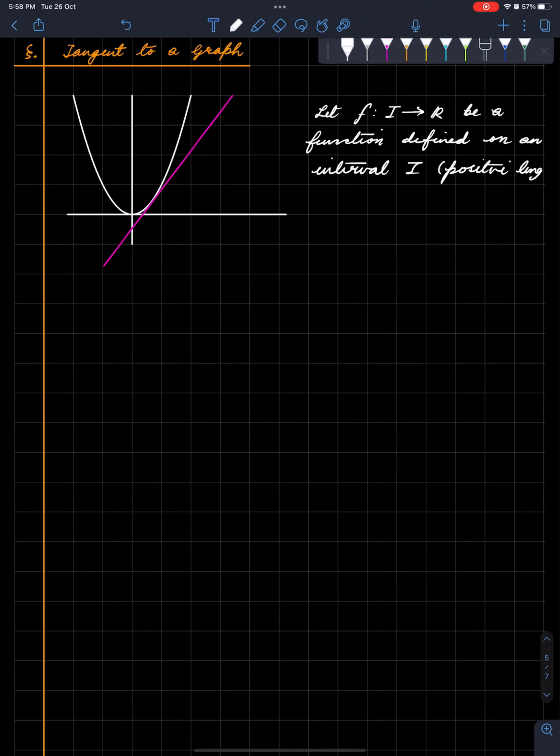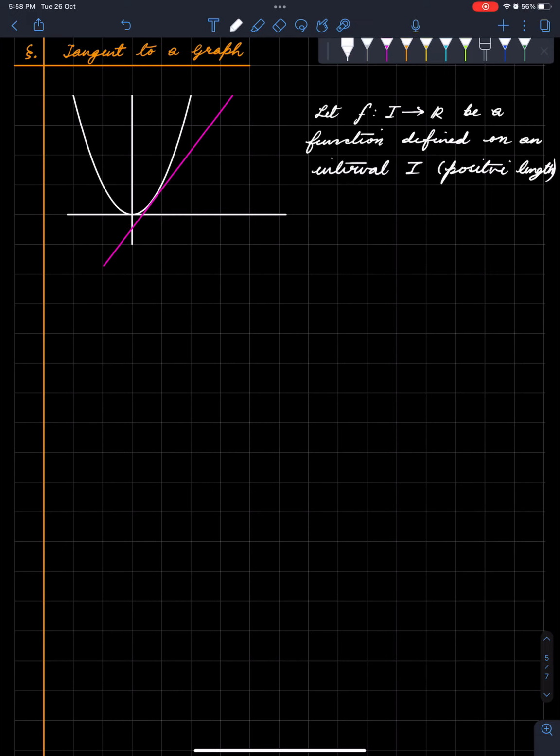What do I mean by that? It means that if you take the endpoints of I, then the difference of those two endpoints is positive. So I is of the form (a, b), or of this form, or of whatever form, a comma b. Then the length is basically b minus a. That's what I mean by length. So this b minus a should be positive. It shouldn't be just one point, the interval. Okay, so of positive length.